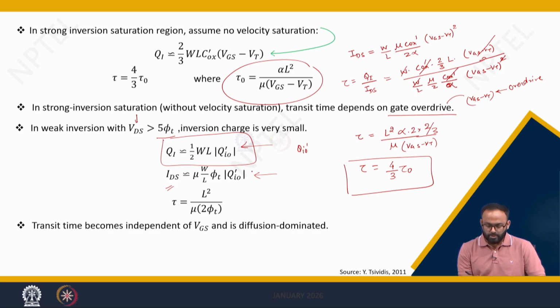Now by solving these two equations, you can get tau is equal to L square divided by mu into 2 phi t, right, which says that the transit time becomes independent of the terminal voltages, that is Vgs and Vds. So it is diffusion dominant, because in weak inversion the carriers will move from source to drain based on diffusion, and hence the terminal voltage does not come into the transit time as well.